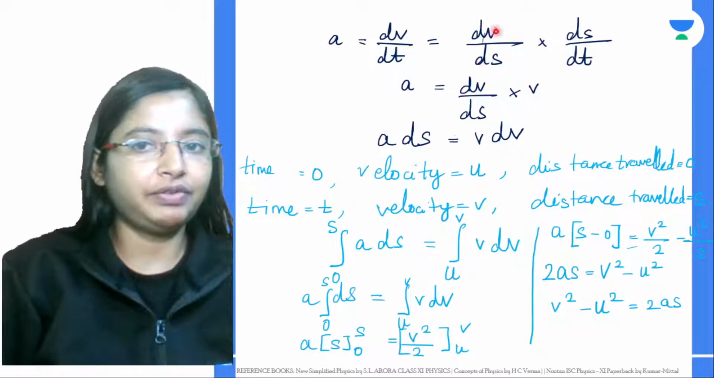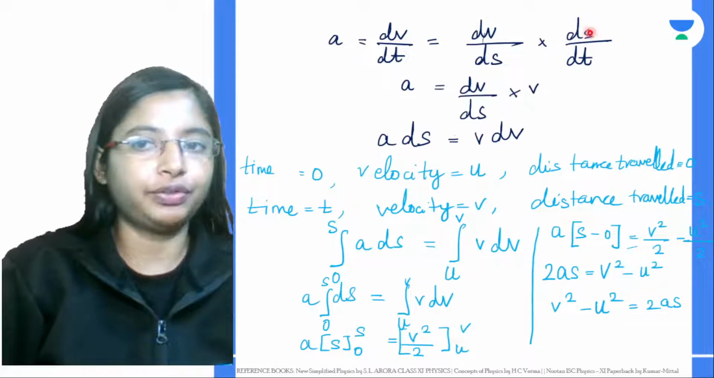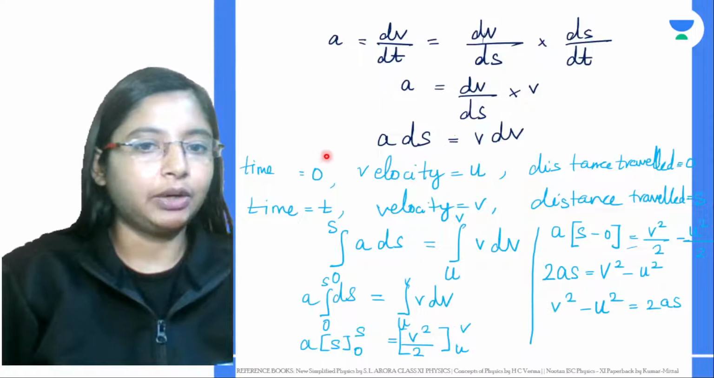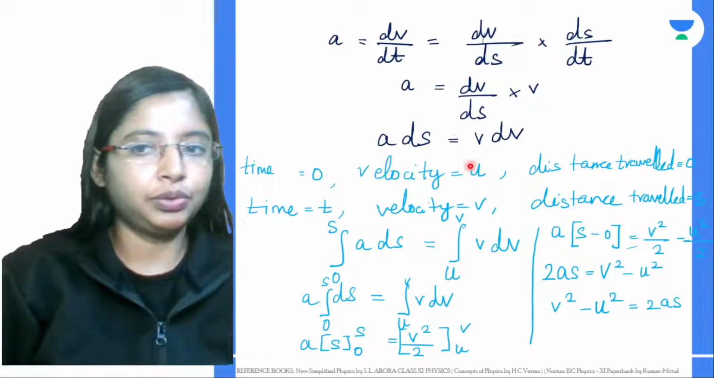dv by ds we are keeping it, but rate of change of position or distance with time is what? Velocity. Taking the ds this side, a ds is equal to v dv. Now at time 0, velocity is u, distance traveled is 0. At time t, velocity is v.